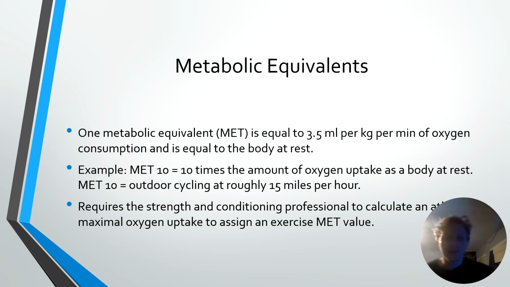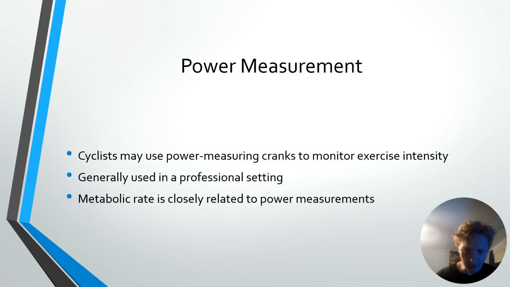Metabolic equivalents, or a MET, is equal to 3.5 mLs per kg per minute of oxygen consumed, and is equal to the body at rest. So 1 MET is body at rest. An activity that would cost roughly 10 METs is outdoor cycling at roughly 15 miles per hour, and that would be 10 times the amount of oxygen uptake our body is using compared to rest. This requires the strength and conditioning professional to calculate maximal oxygen uptake to assign an exercise MET value, which the book did not give.